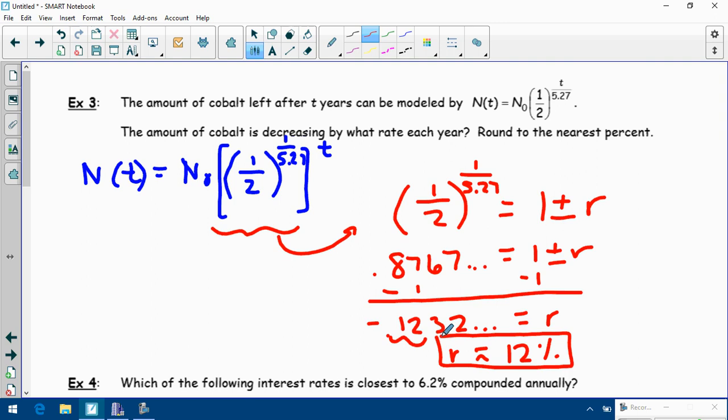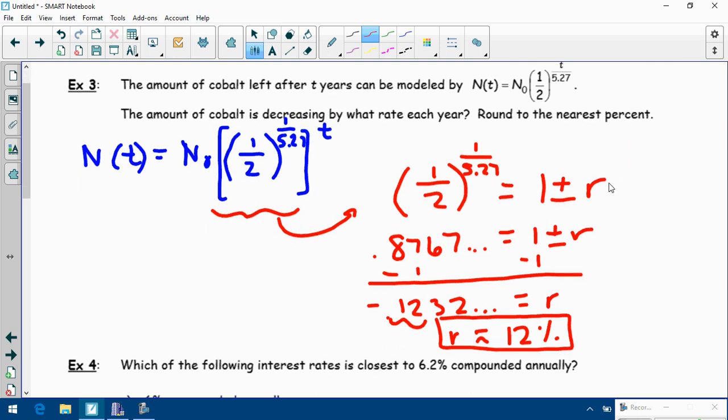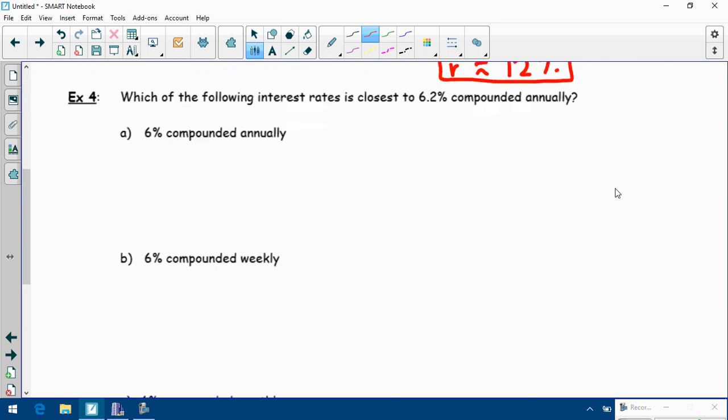So hopefully you're getting the idea. It's basically the same for all of these. We just have to figure out that first step of isolating the exponent of x or t or whatever the variable is, and then setting it equal to 1 plus or minus r. Still good? Perfect. Okay, here's number 4.